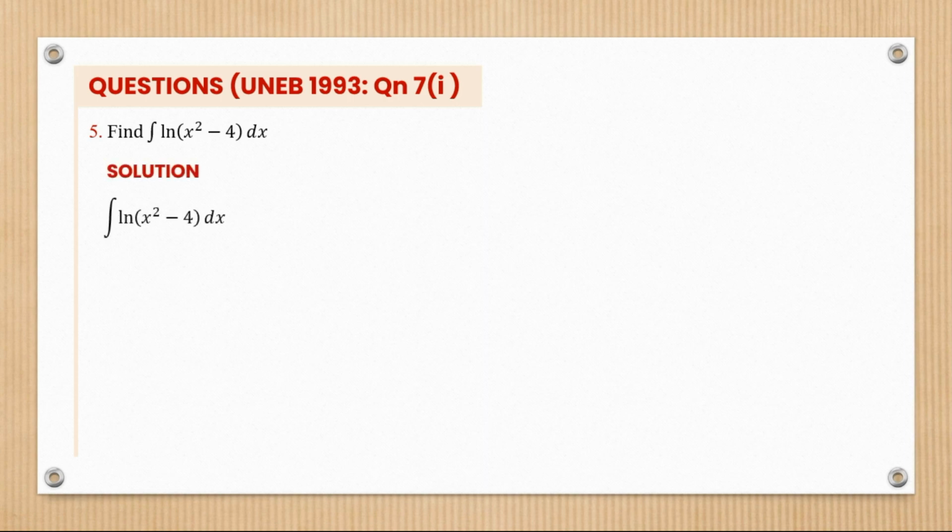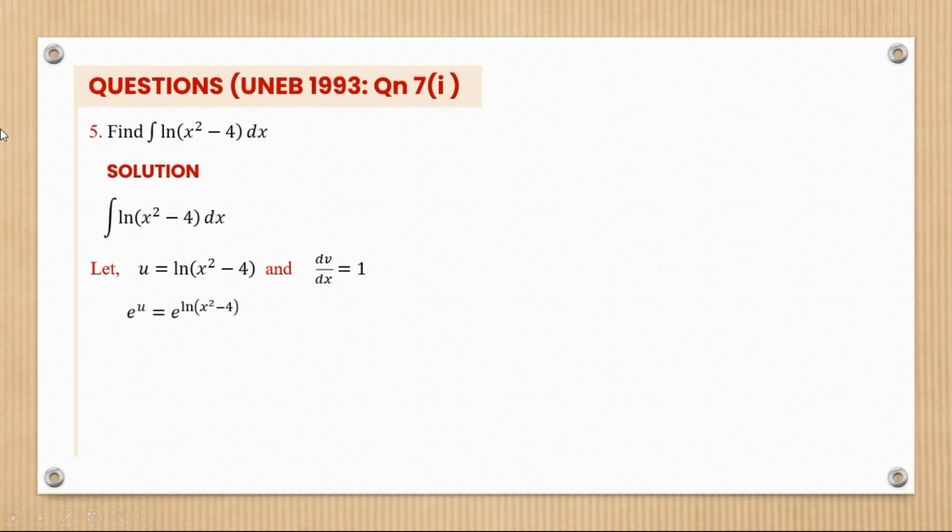As you can see, this question requires us to first use integration by parts. In integration by parts, we're going to assume that there is a 1 multiplying the ln(x² − 4). So we're going to let u be equal to ln(x² − 4), then we're going to let dv/dx be equal to 1.